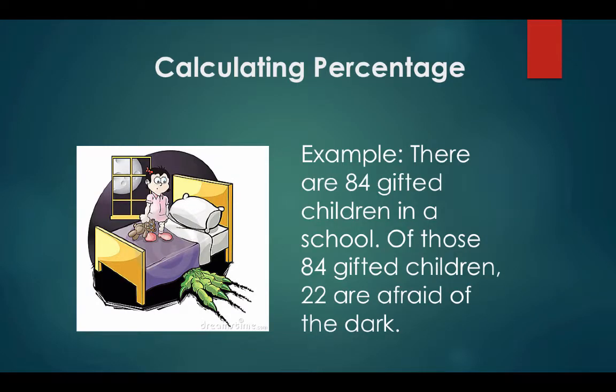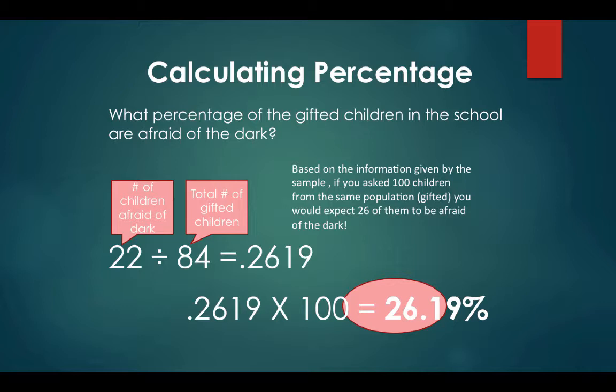Okay, let's do another example. Calculating percentage. There are 84 gifted children in a school. Of those 84 gifted children, 22 are afraid of the dark. Okay, so what percentage of the gifted children in the school are afraid of the dark? You would do number of children afraid of the dark, which is 22, divided by 84, which is the total number of gifted children, which gives you 0.2619. Okay, to know that percentage, 0.2619 times 100 gives you the percentage of 26.19.